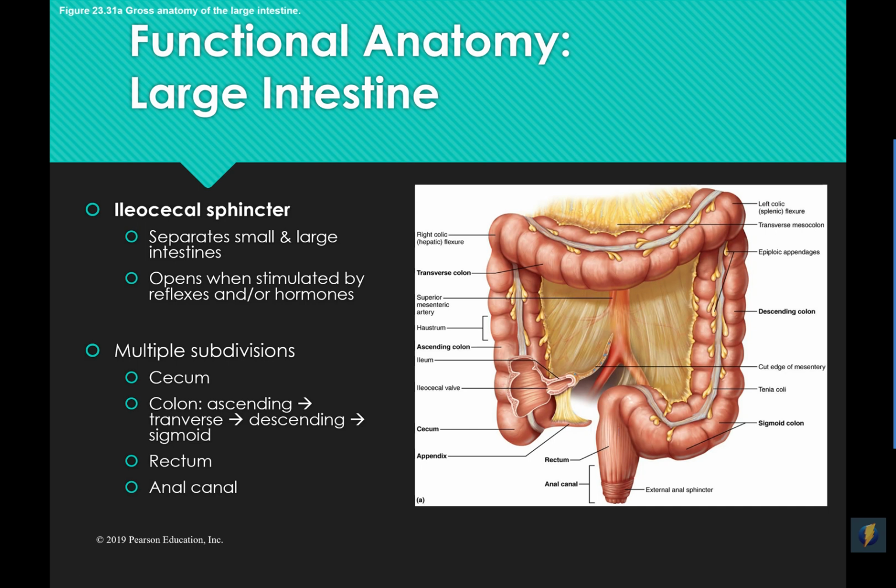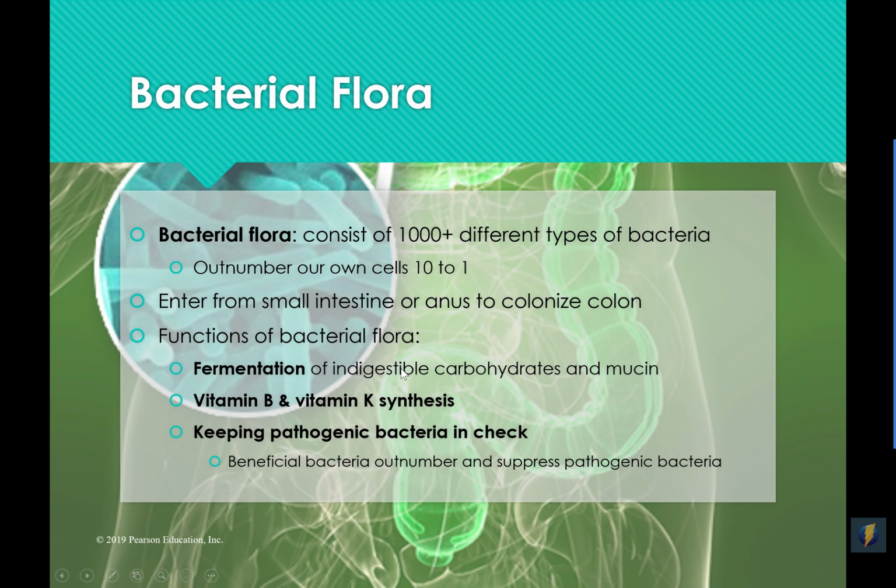The ileocecal sphincter generally remains closed, but it will open whenever it is stimulated to do so by your enteric reflexes or some hormonal control. There are lots of bacteria in your large intestine. Literally, you have over 1,000 different species of bacteria in your large intestine. You actually have more bacterial cells in your large intestine than you have your own cells. Typically, they're going to come from the small intestine or from the anus.